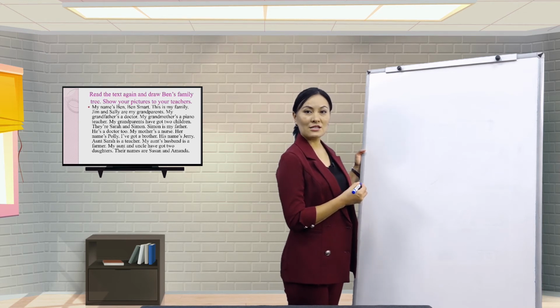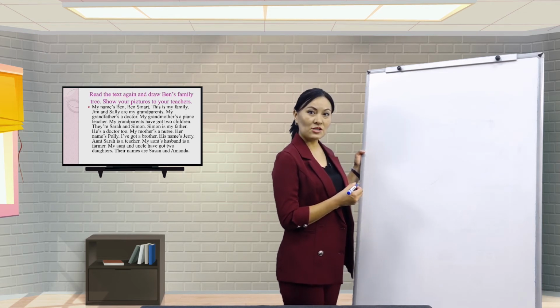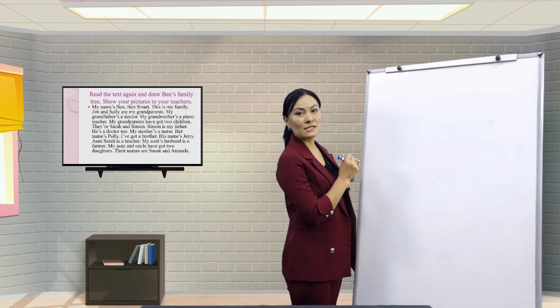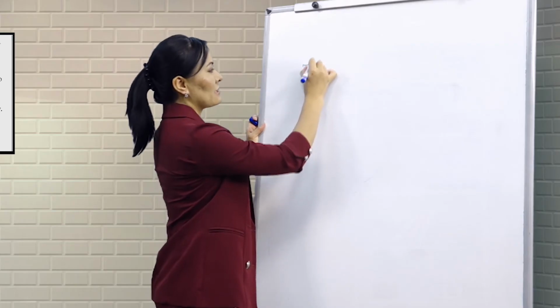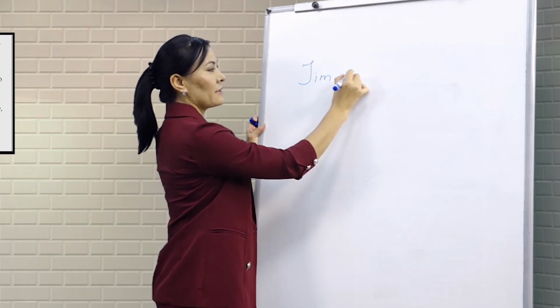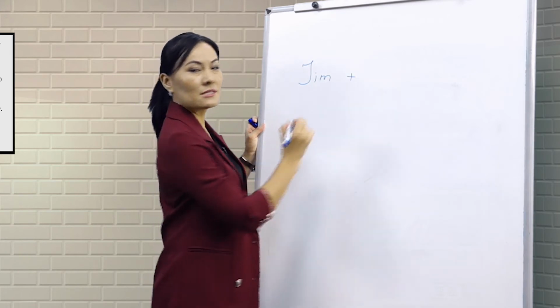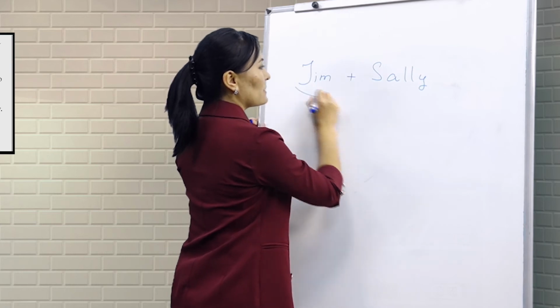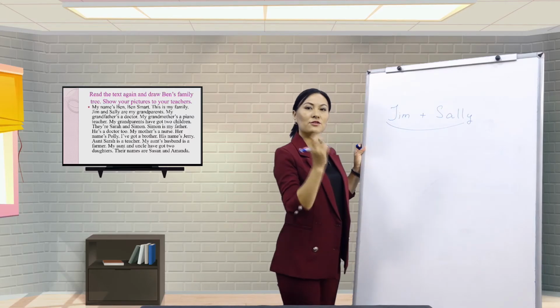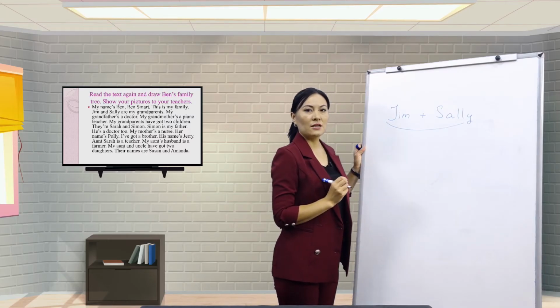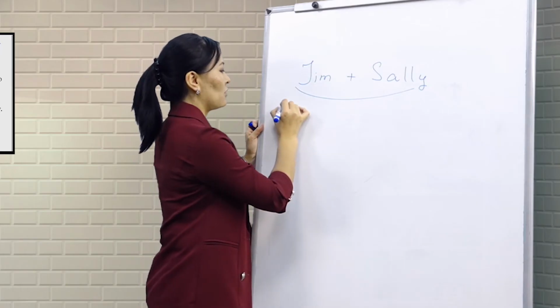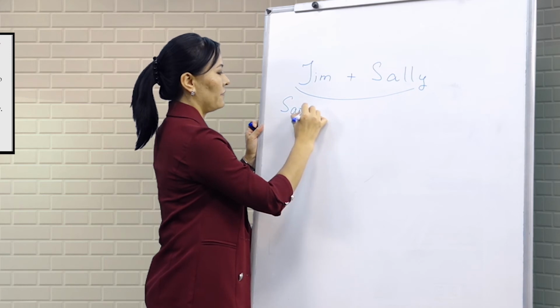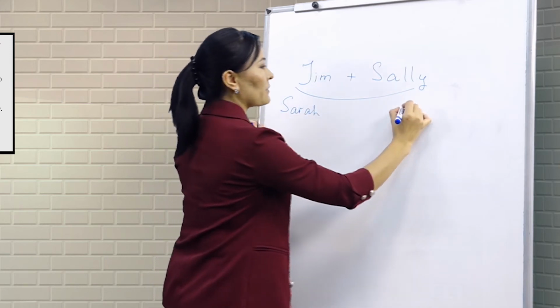So Ben has got a grandfather and a grandmother. What are their names? Grandfather's name is Jim and grandmother's name is Sally. So they together have 2 children. Who are they? Sarah and Simon. Good job. So Sarah and Simon.